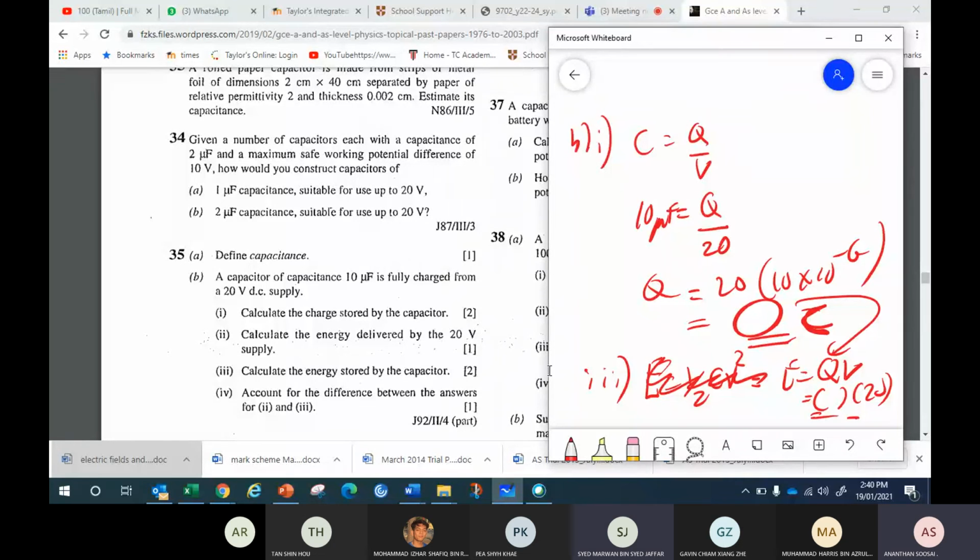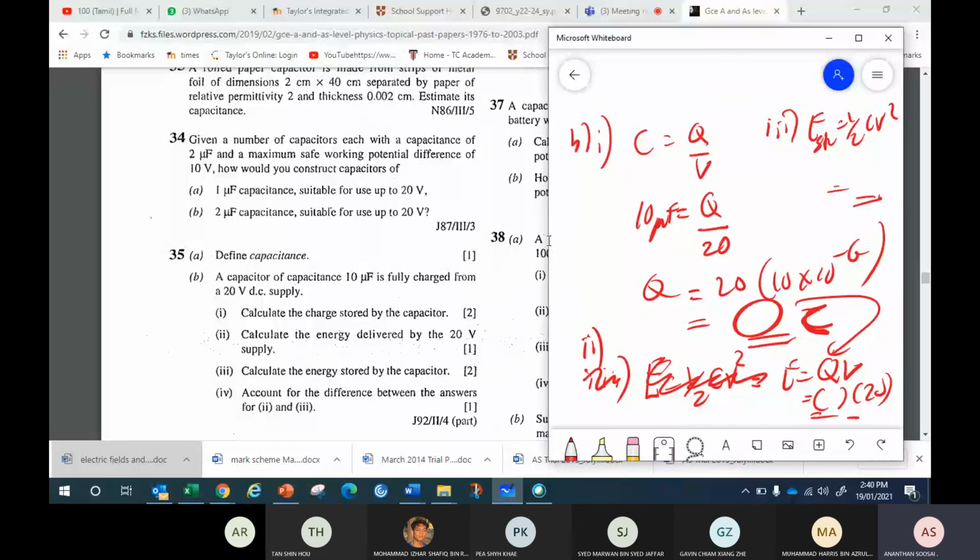Yeah, now you can use half CV squared. So 3 is, this is 2. Of course, 3 is the energy stored in the capacitor, which is half CV squared. So C is available, 10 microfarad, V is 20. So you get the energy.